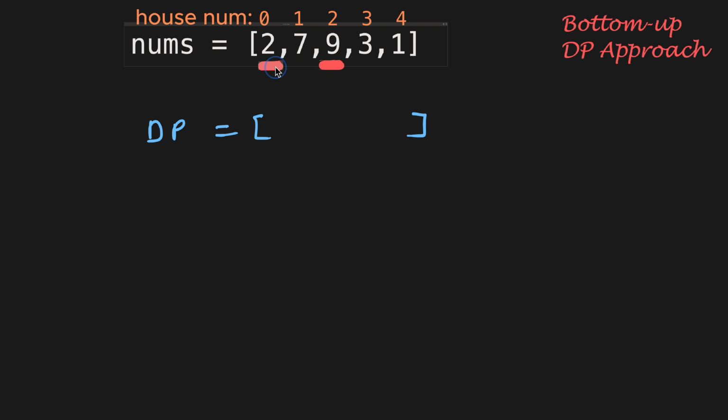At I equal to 0, we consider the loot from house 0. For the 0th house, what is the maximum amount of money we can rob? The answer is 2, as it is the only option. So DP of 0 will be 2.